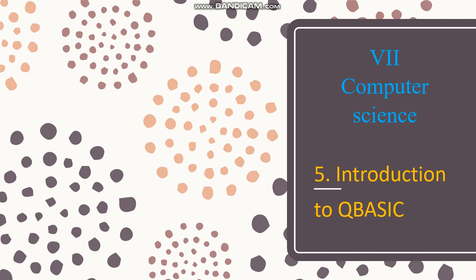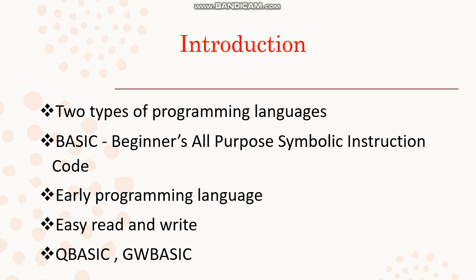Today we are discussing the new lesson. The lesson name is Introduction to QBasic. We already know a computer is an electronic machine that only understands machine language. There are two types of programming language: high level language and low level language. High level languages are used to develop application programs. Some examples of high level languages are Basic, Java, C, C++, etc.